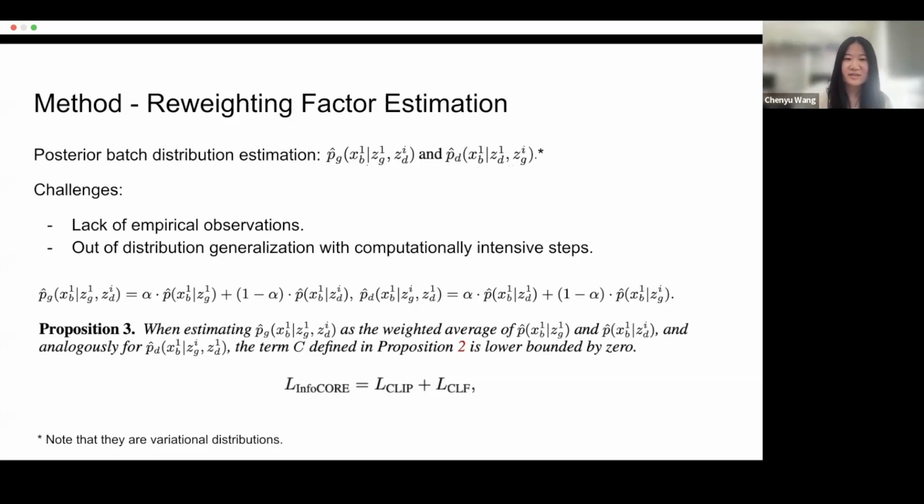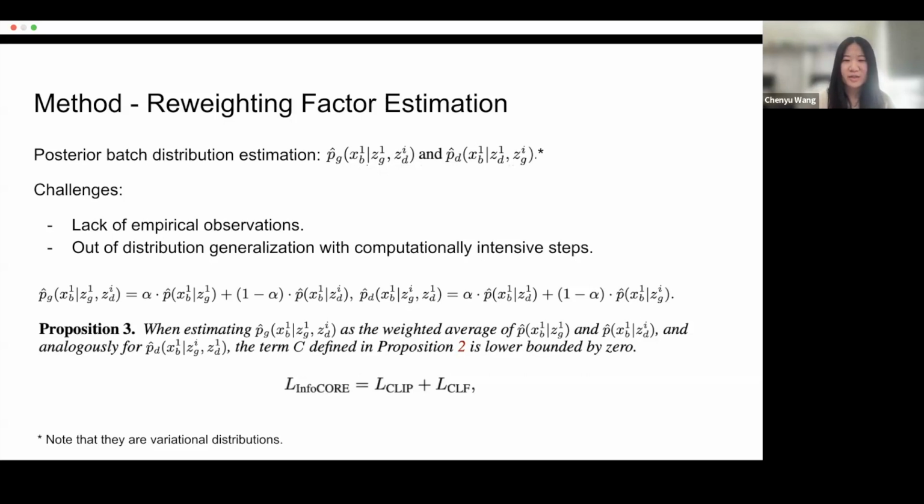However, this has several challenges. First is lack of empirical observations. Because in the observations that we can use, we only have access to the samples that have I equals 1, which means that they are paired, they are positive pairs. And in that case, we know what the real XB1 is. So if we apply this also to negative samples, there will be some out-of-distribution generalization issues.